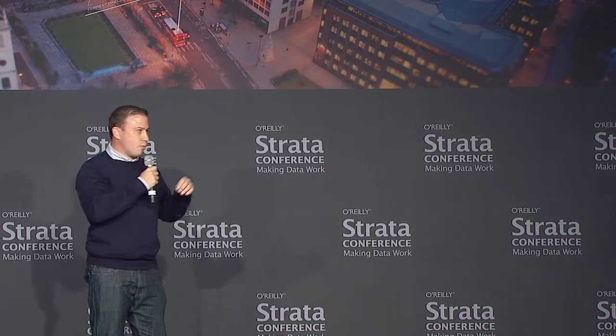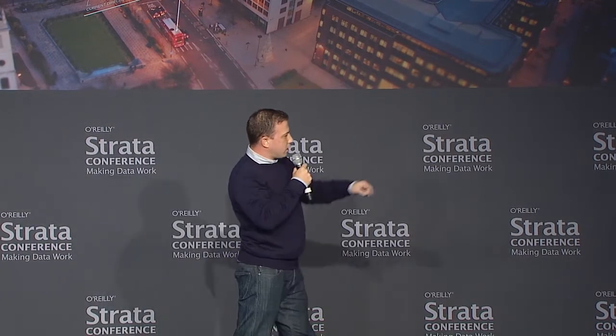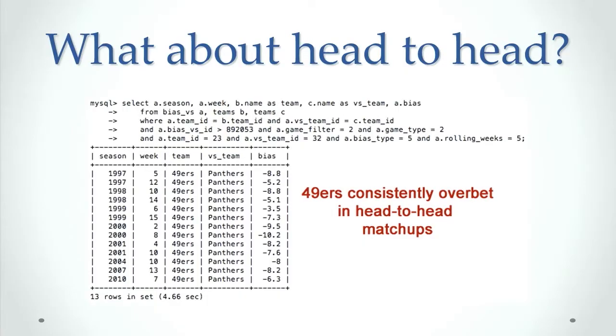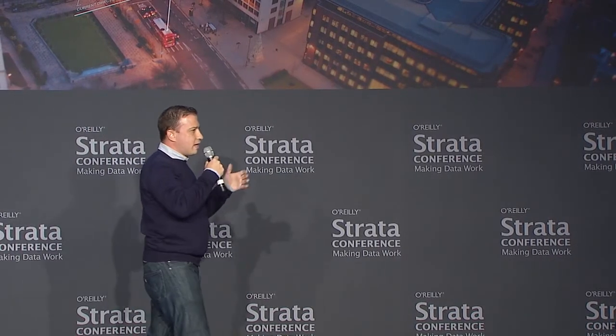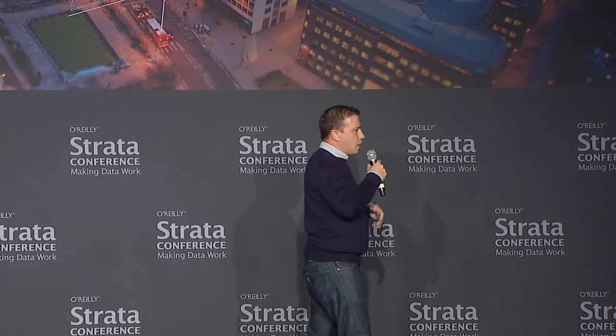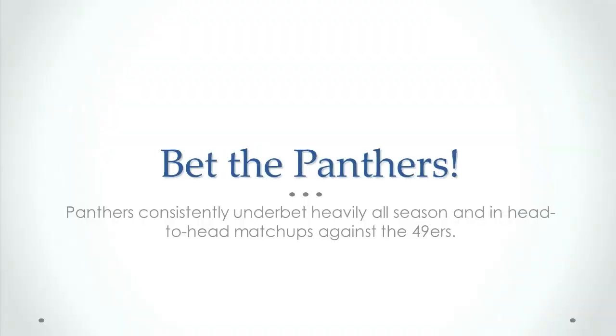So then I said, well, what about when they faced each other? Well, when I took a look at when they faced each other, the 13 games prior since 1997, I saw that the 49ers were consistently overbet in head-to-head matchups. So that kind of created a perfect storm where you could say, okay, well, let's bet the Panthers, because the Panthers are consistently underbet as a team, and in head-to-head matchups, they're underbet against the 49ers.